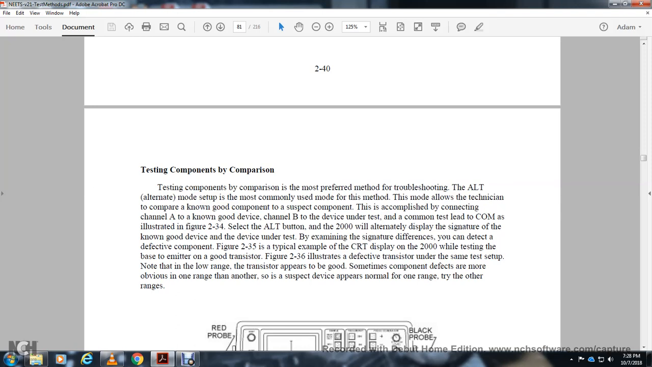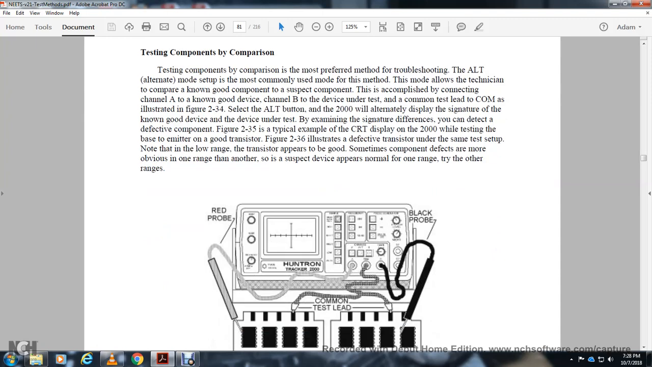Testing components by comparison. The alternating mode is the most commonly used method for troubleshooting, a technique that compares a good component with the suspected component. This is accomplished by connecting channel A to the known good device and channel B to the device under test, with the common connected as illustrated in Figure 234. Selecting the ALT button on the 2000 displays the signatures for the known device and the device under test. Examine the signature differences to detect the defective component.